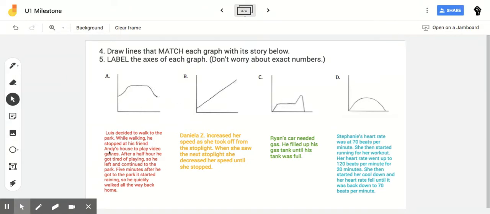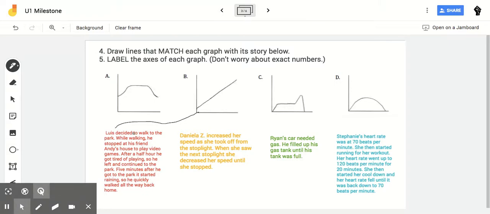So if I'm going to start, I'd probably start by reading this red story down here. Luis decided to walk to the park, and so on, so on, so on. Once I look at these graphs and I think I've figured out which one shows Luis's trip to the park, I'm going to take the draw function and I would draw a line matching my story to the graph. So I'm not sure if that's the right answer, but I drew a line matching it, and then you need to label the axes of each graph.